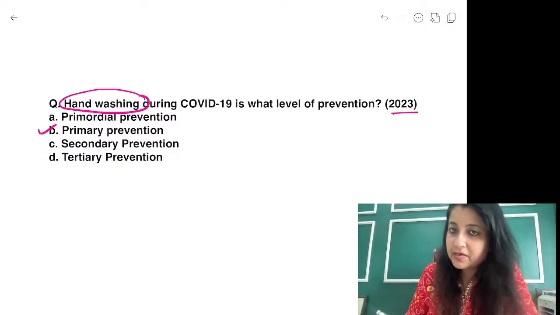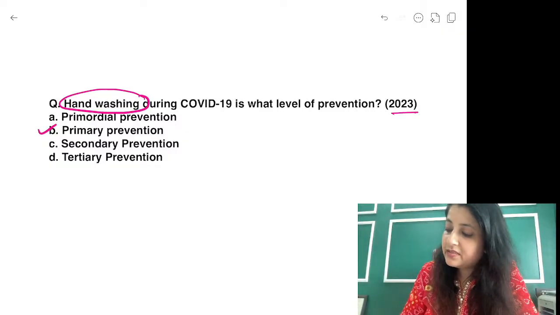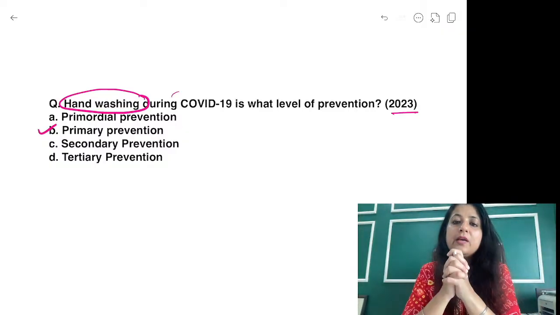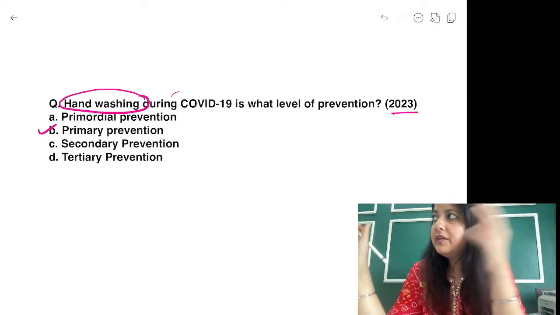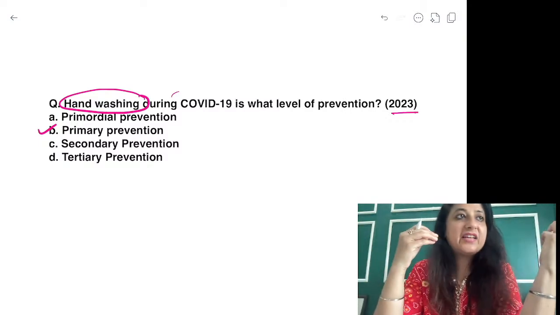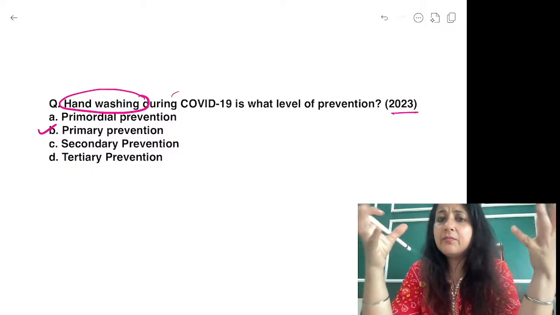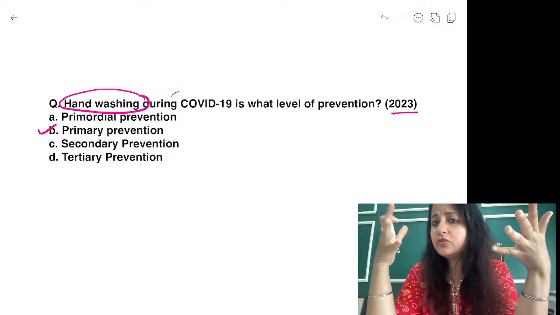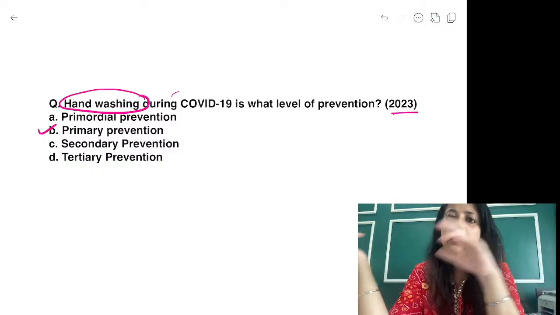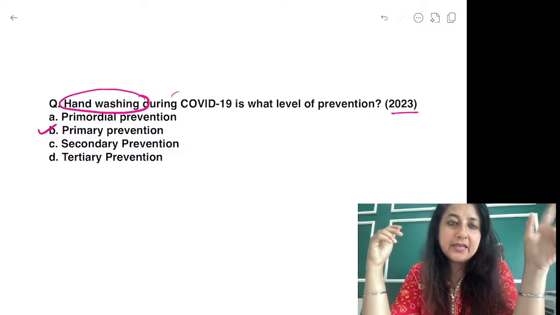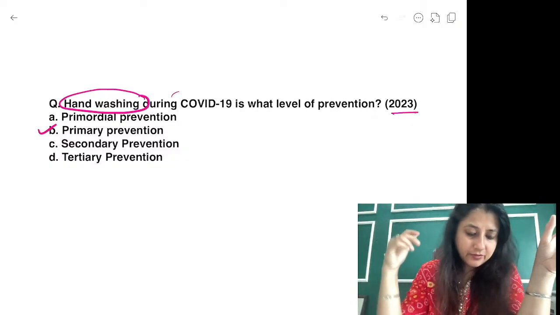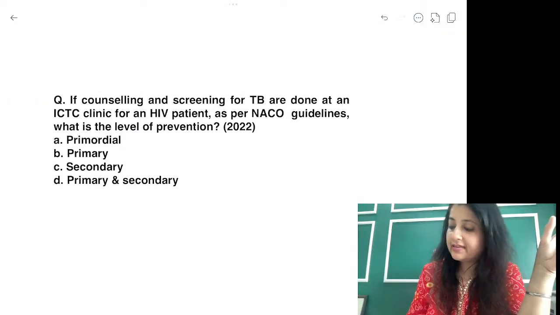Now in primary, what happens during hand washing? Why should we constantly keep washing our hands? Because risk factors are everywhere. We touch a door handle, we touch anything. The germs from my hand have gone to that door handle, and you also touch that door handle. Okay? So remember this one, it is primary level of prevention. Okay? Let's go to the next question.